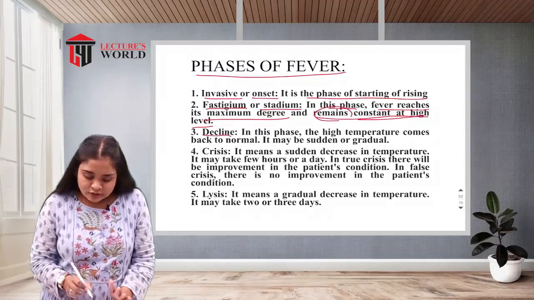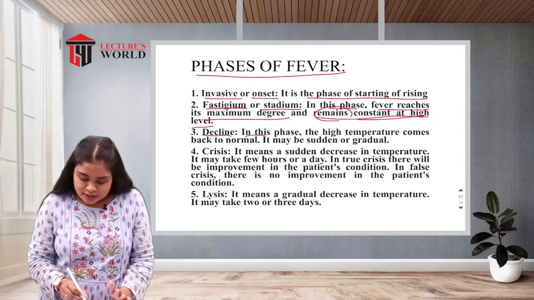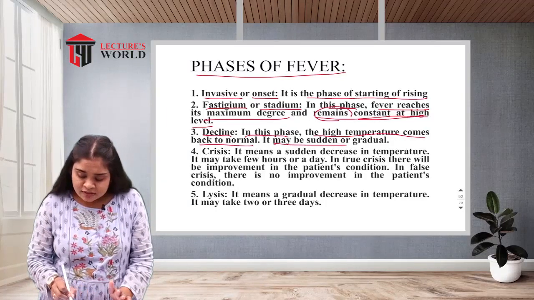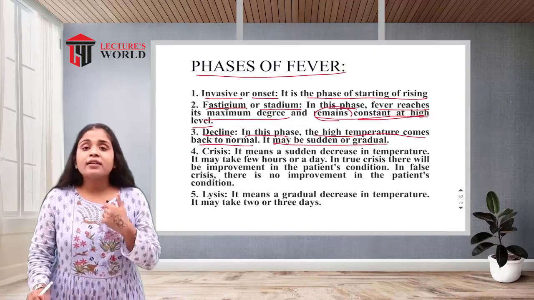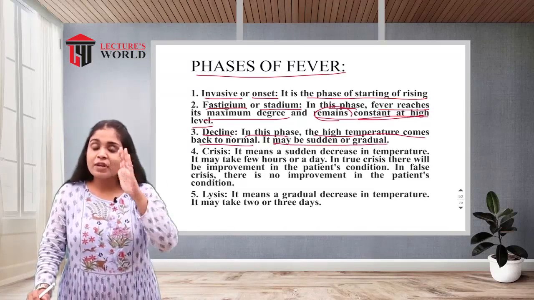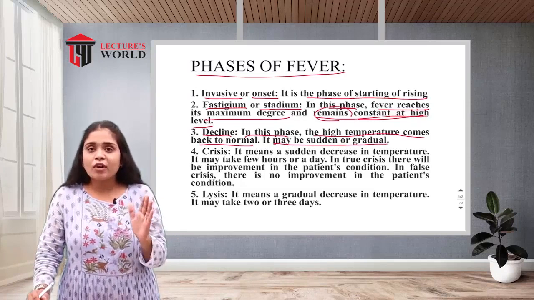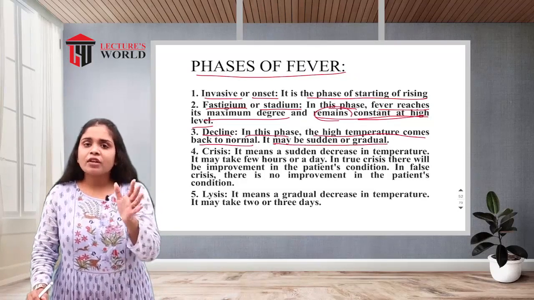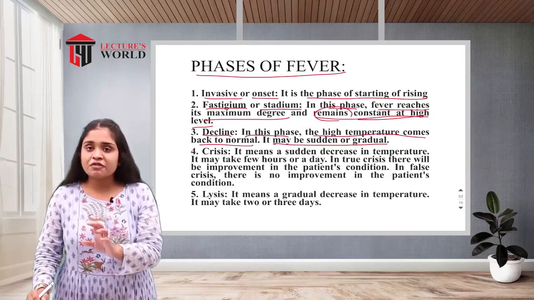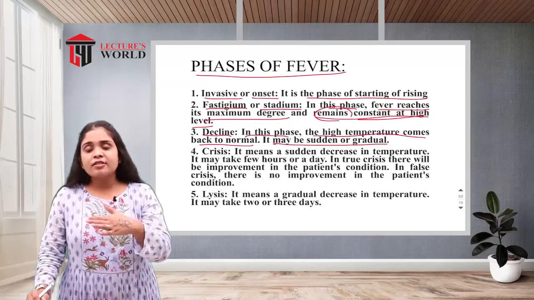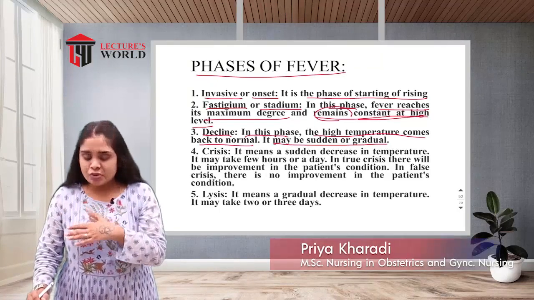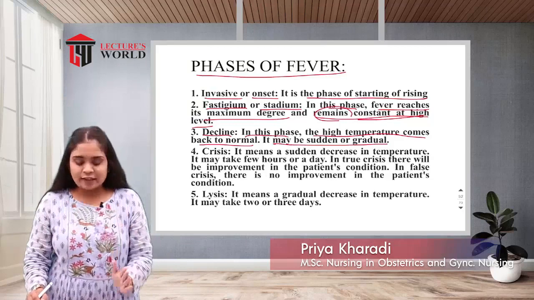Then the third one is the decline. In this phase, the high temperature comes back to normal, and it may be sudden or gradual. In the decline, in the previous phase it has reached the peak level, and maybe for a few days it stays constant. But at some point of time, it will try to reduce gradually. So that is the phase of the decline.